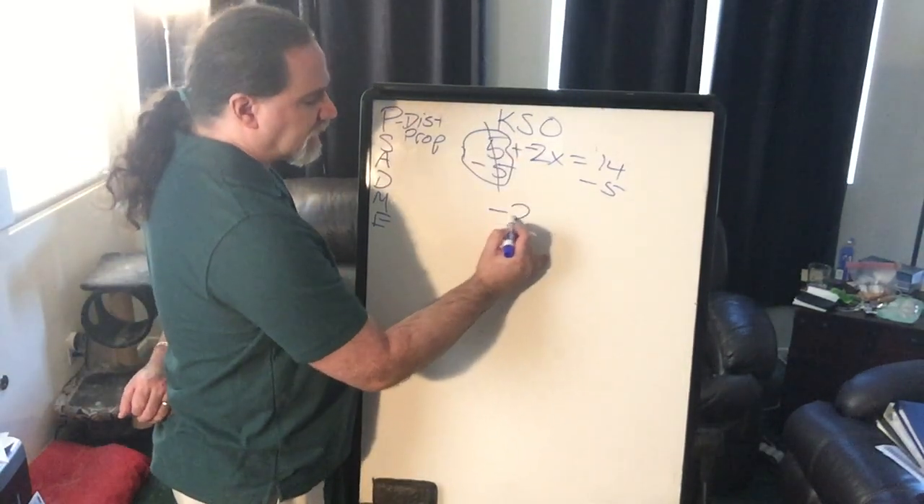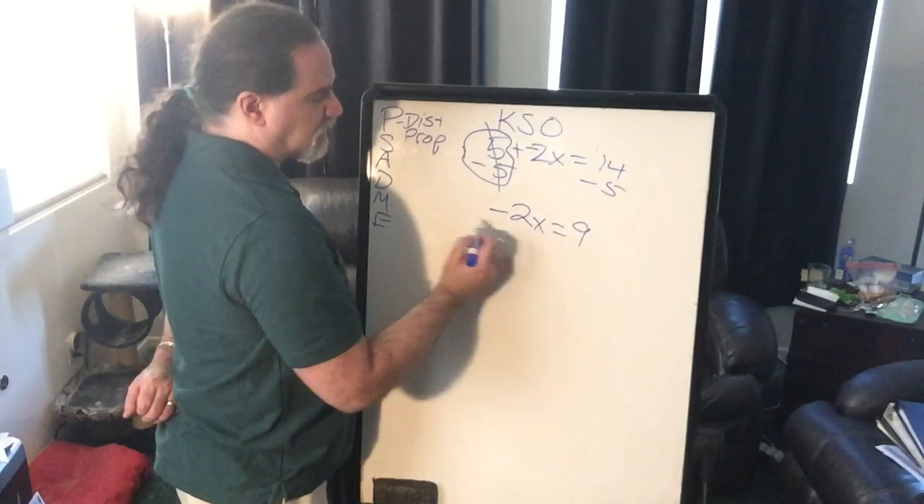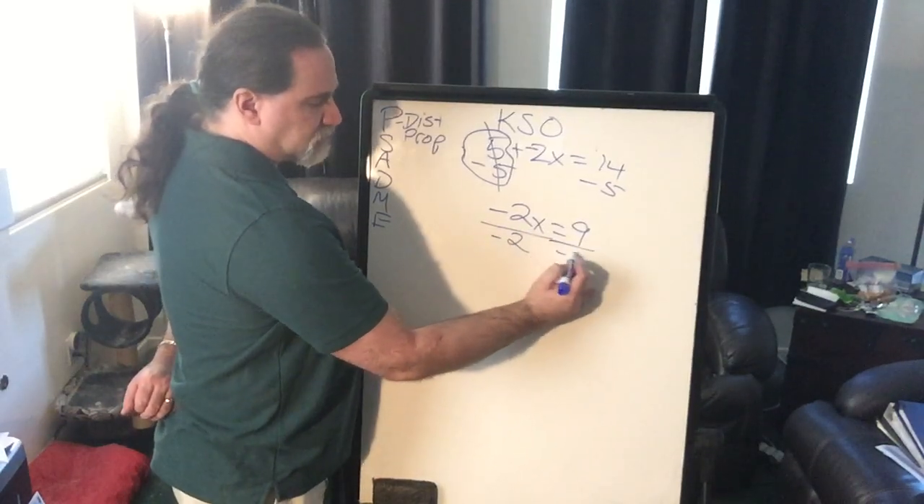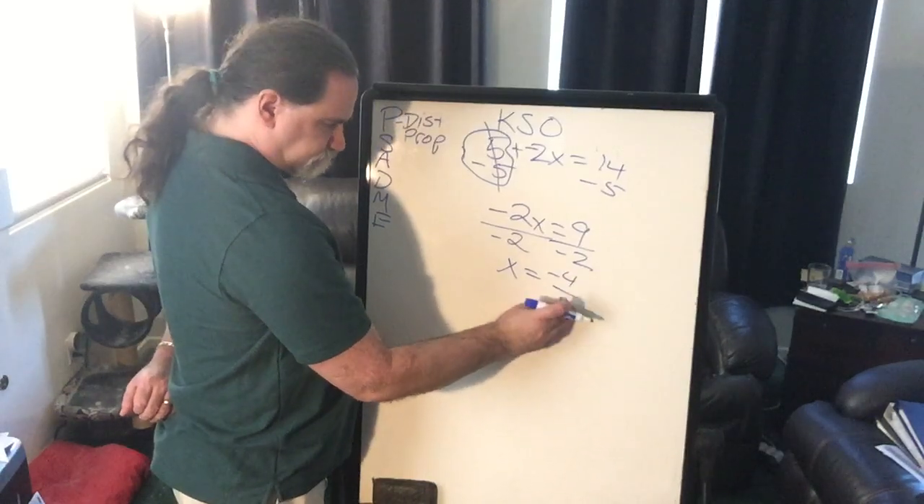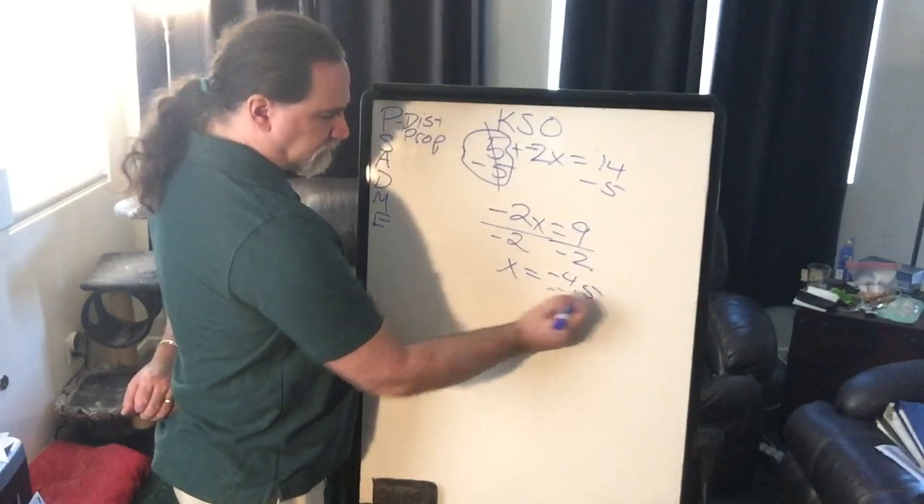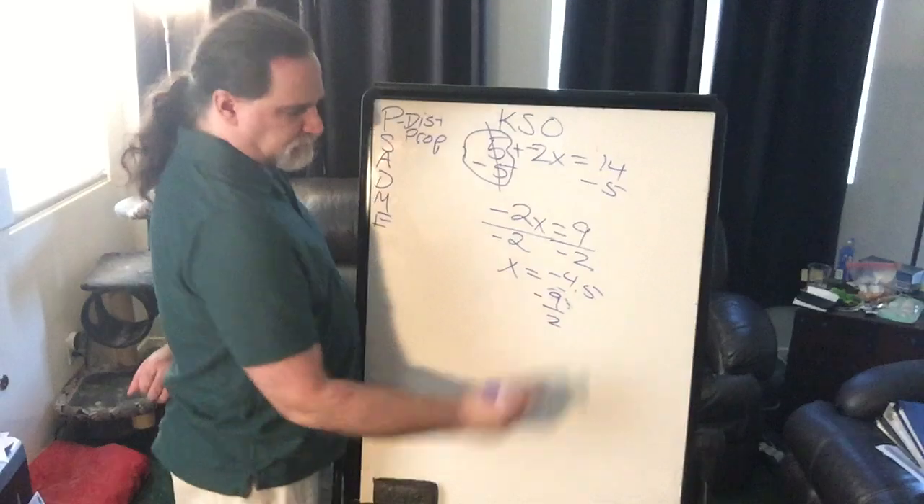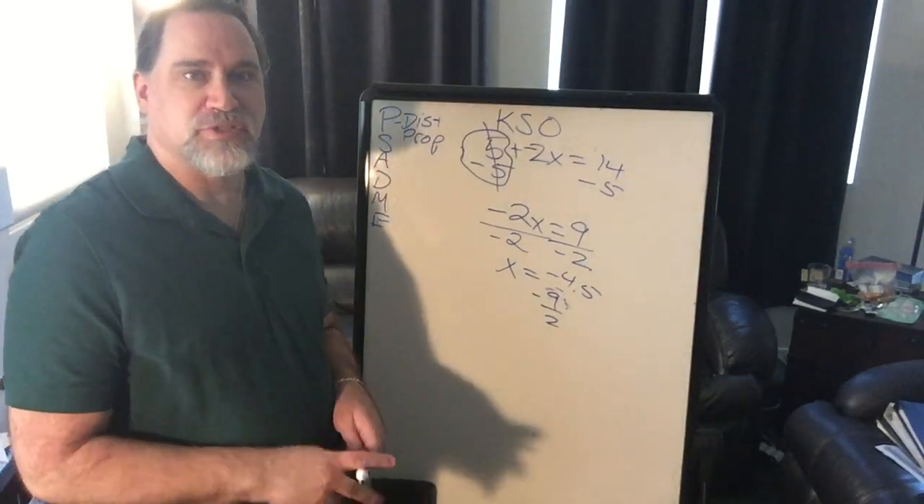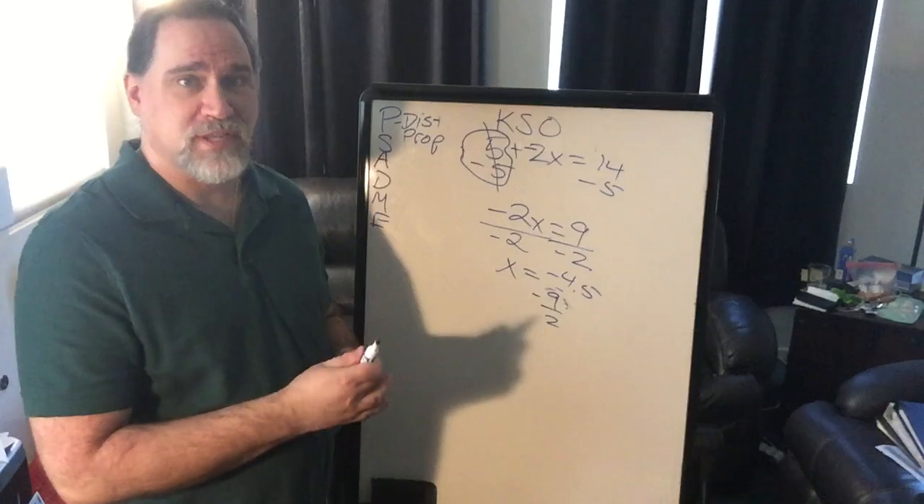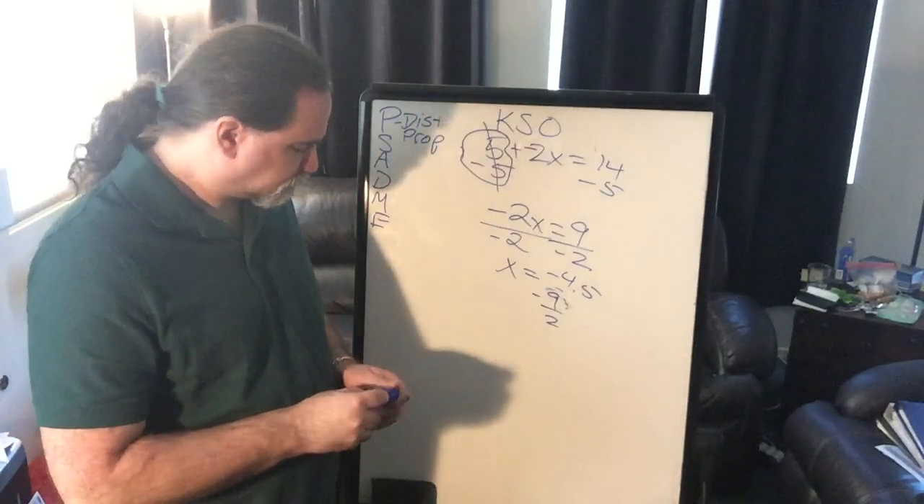That's going to leave me with negative 2x equaling 9, and when I divide by negative 2, x is going to get me negative 4.5 or negative 9/2, depending on which way I want to do it. Okay, I don't know if you have any of those in tonight's, but you will have it, if not this week, next week for sure.